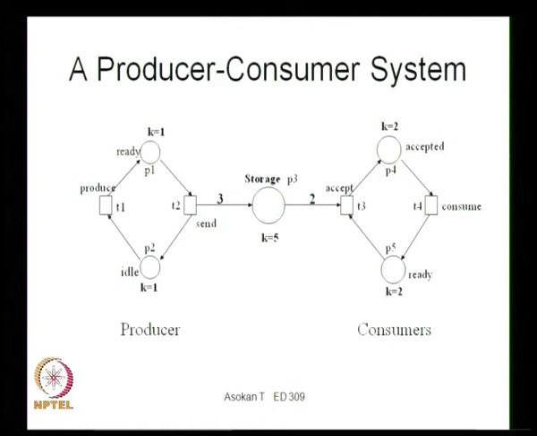So the Petri net for the system is shown here. This is the producer, this is the storage, and this is the consumer. We have consumer 1 and consumer 2, and this producer, which is ready for transfer to the storage. This is the storage with a place value of 5. Here you can see that the storage can have a maximum of 5 items, so that is why K is given as 5.